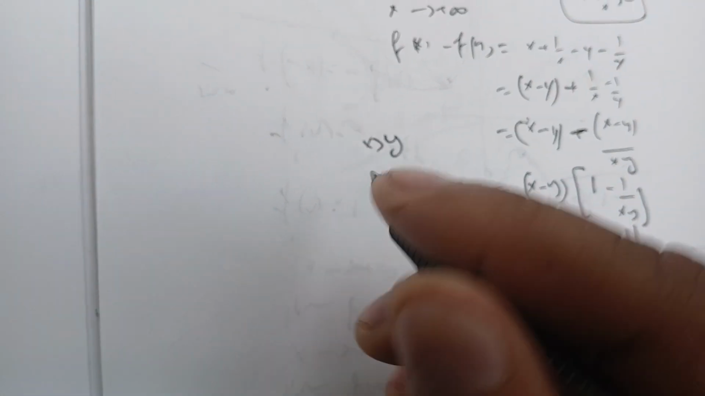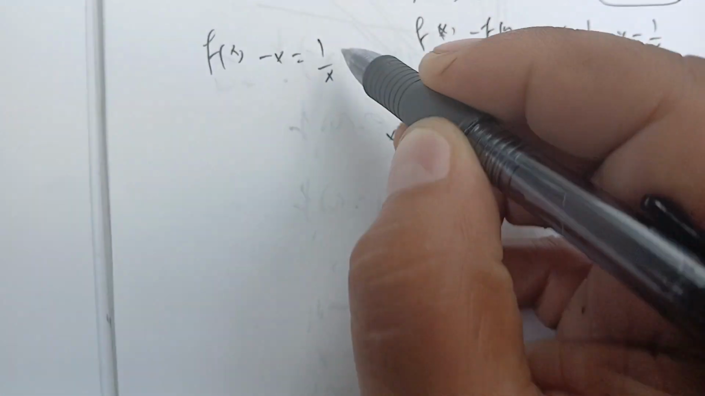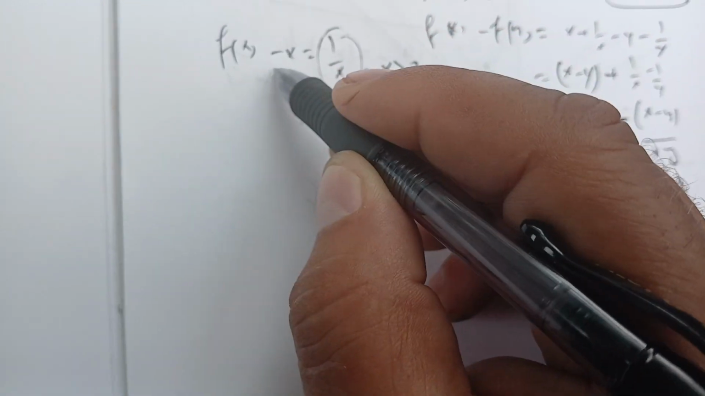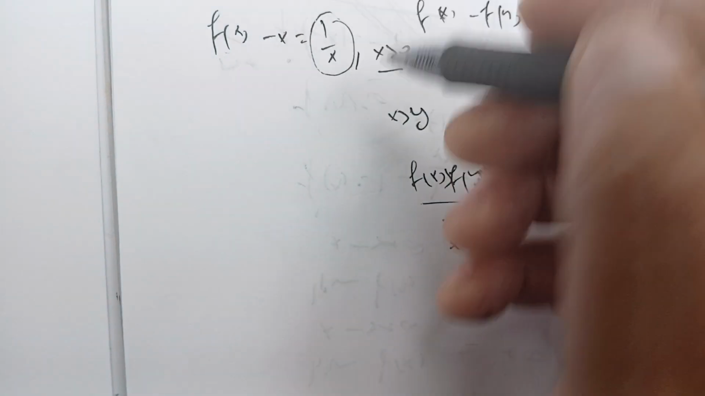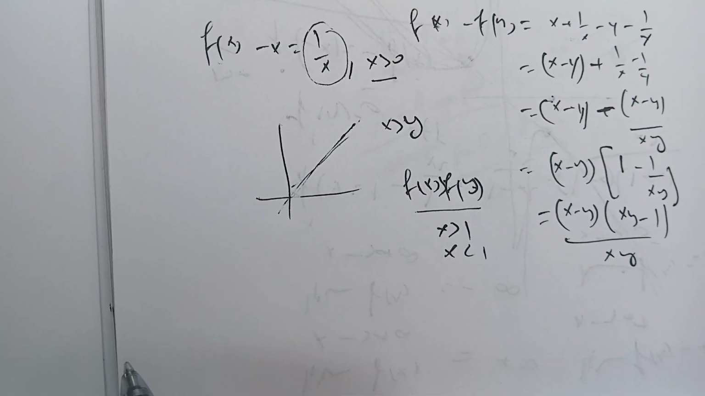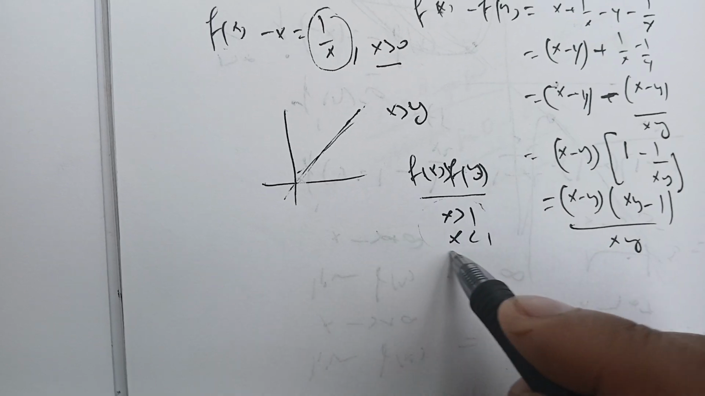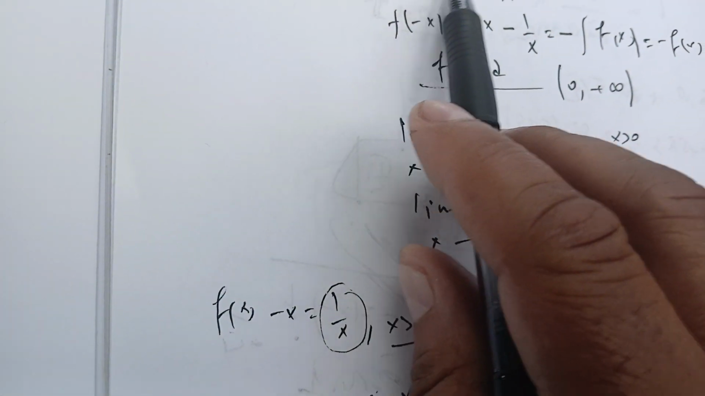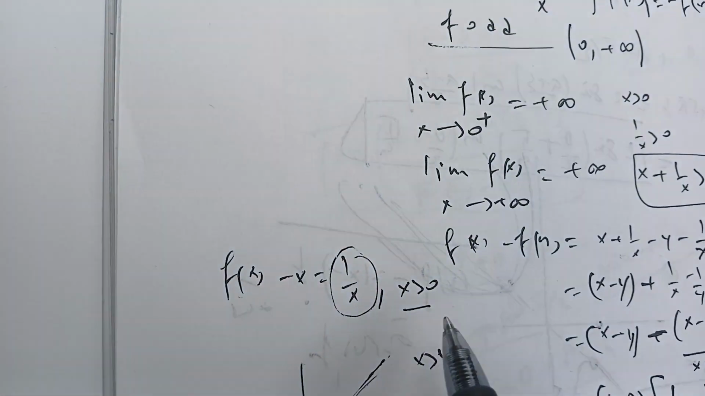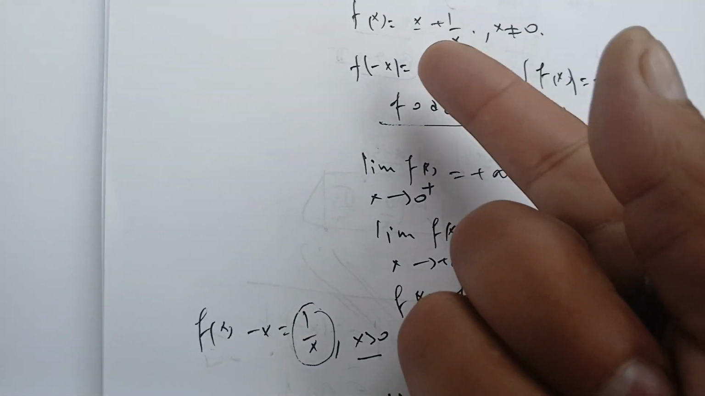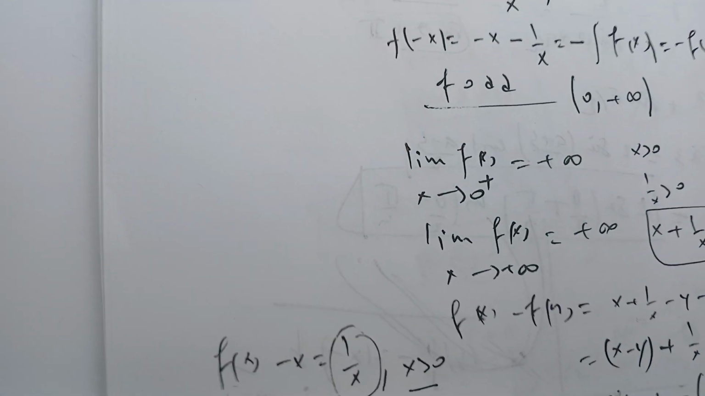Okay, another thing is that f of x minus x is 1 over x. And since we are working only for x positive, this is positive. That means our function is on top of the first bisector, which is y equals x. Okay, so the special point is where x is 1. When x is 1, this function takes the value 2.